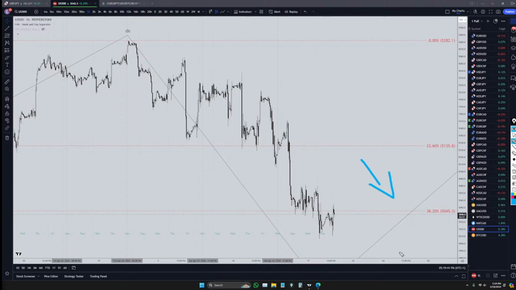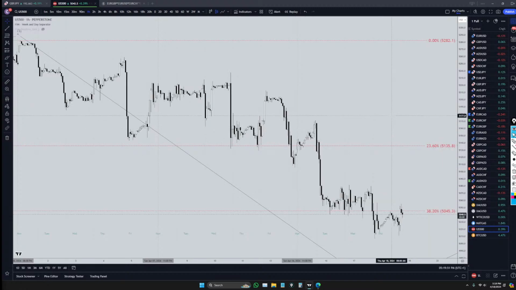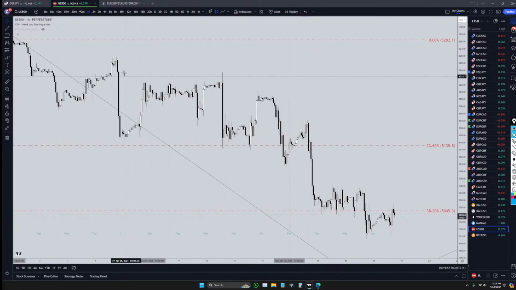I think it's going to go down at least to a 50% fib, and the 50% fib is at the 49,072 area. And if we get a breaker structure to the upside at that level, then maybe we could start looking for longs at that point. But until then, I'm definitely looking for shorts in a downturn. 100% looking for shorts, definitely.